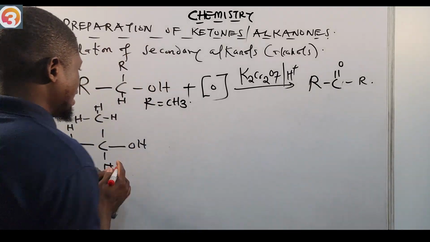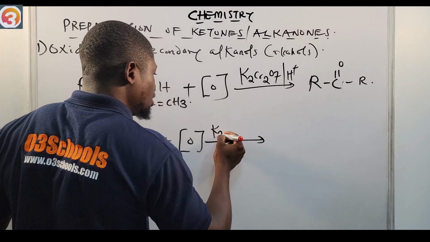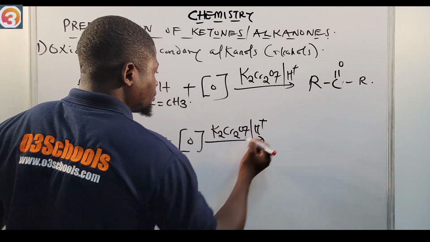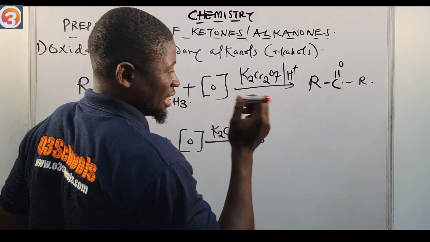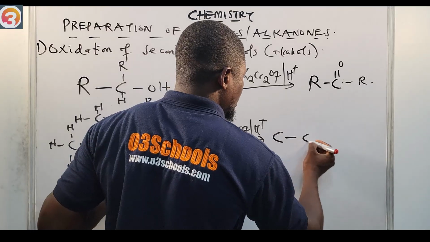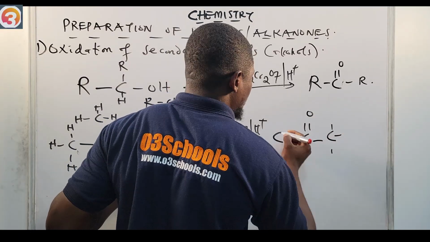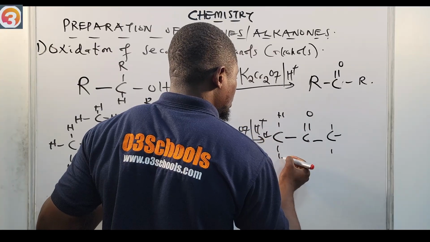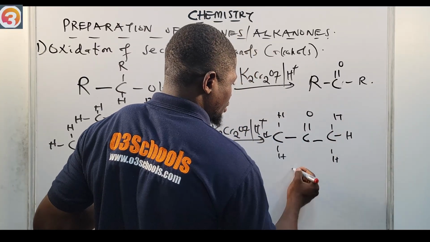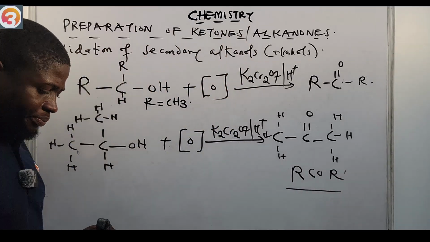So now we add our oxidizing agent, and we put our condition K2Cr2O7, hydrogen ion. Then what are we having? Our propanone. I'm going to have C double bonded to O, then our C. Okay, so I can complete our structure. H, H, H, H, H, H. So this is our propanone. As you can see, RCOR.